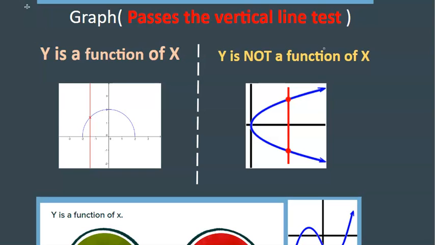Graph passes the vertical line test. Y is a function of x. It only passes through once if you make a vertical line anywhere on the graph. On this one, we found one counterexample to show that it's not a function. We drew a vertical line and found that it goes through twice there. You can't have that. If it's 2, 3, 4, an unlimited amount of times, it can't be a function. A vertical line, x equals some number, is not a function. This one's a function right here.